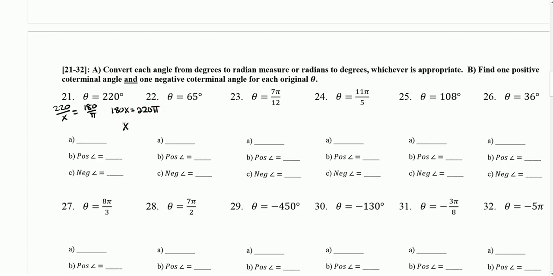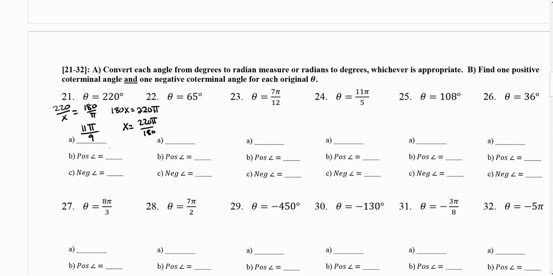Divided by 180. Reduce. We can divide by 10. We can divide also by another 2. So we're going to get 11 pi over 9.